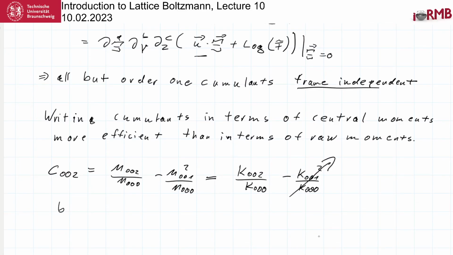When we have a simpler life if we write them in terms of central moment. So by definition, K001 and K010 and K100, they are all 0. Yeah?